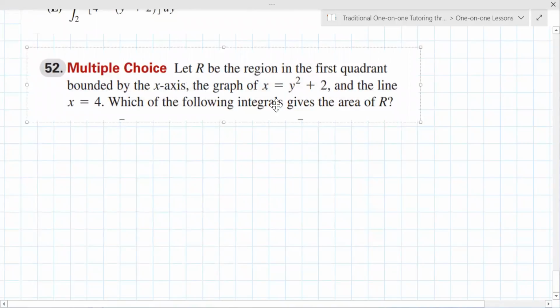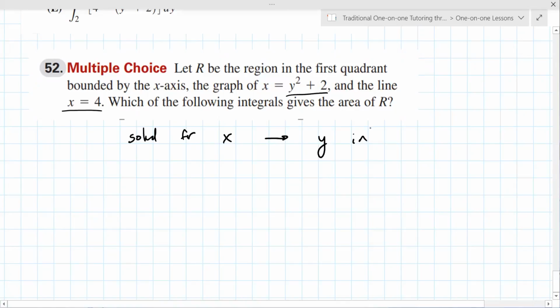So this one says, let R be the region in the first quadrant bounded by the x-axis and the graphs of x equals y squared plus 2 and x equals 4. So whenever it's solved for x, you know that it's going to be a y integral. Maybe you already know that, but that's an important starting point here. None of these are in terms of x, so that doesn't help. The next thing is to just set them equal, and 4 equals y squared plus 2, y squared equals 2.